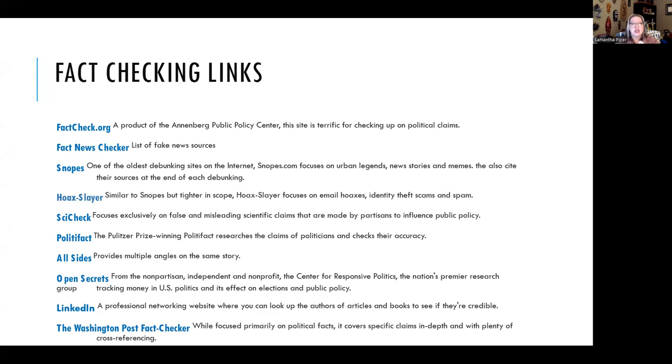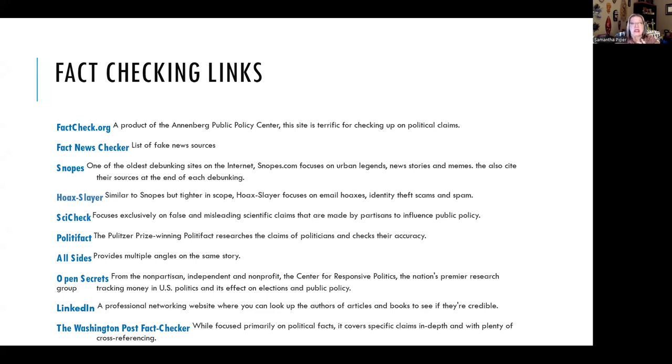Fact News Checker, fake news sources, for instance, we see fake news, that term bandied about all the time. Snopes, this is really good for debunking kind of stuff, especially when it comes to urban legends and all that kind of stuff. Super, super fun stuff. Hoaxslayer, it's another kind of one. It's a little bit lighter than Snopes. Snopes will go really in depth. This one does email hoaxes, identity theft kind of stuff.